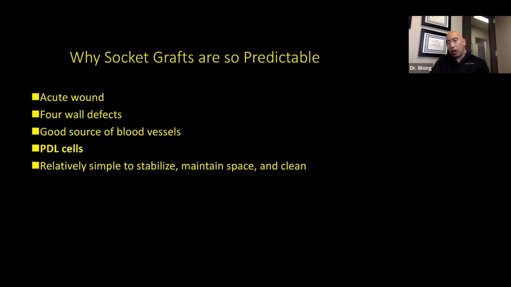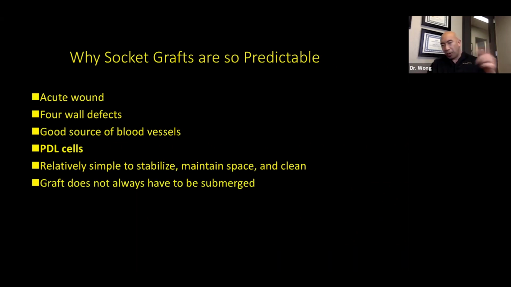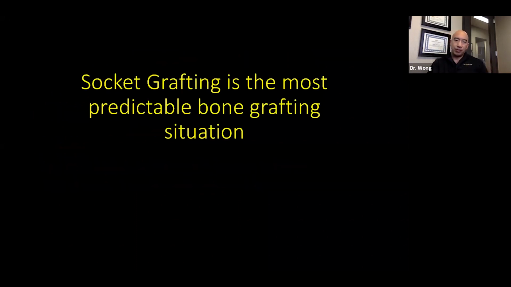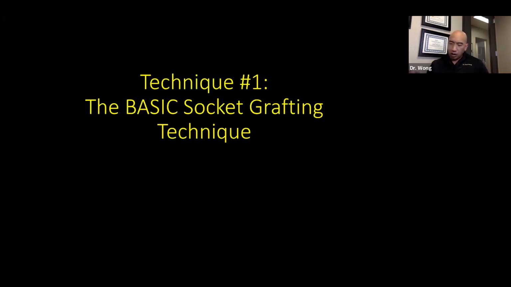Also, whenever you're grafting sockets, they're very easy to stabilize, maintain space, and clean because you're not having to dig around a furcation or something like that. And also, for the purposes of tonight, for part one, you don't even need to get primary closure. You need a figure-8 suture and you're done. So let's talk about the technique.